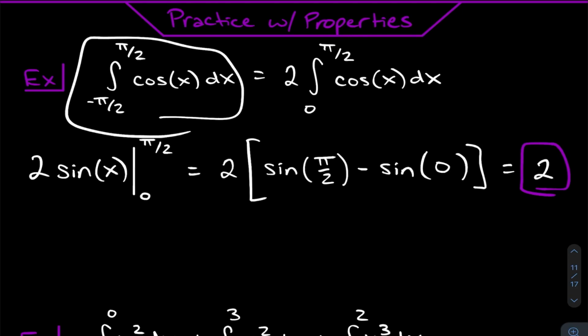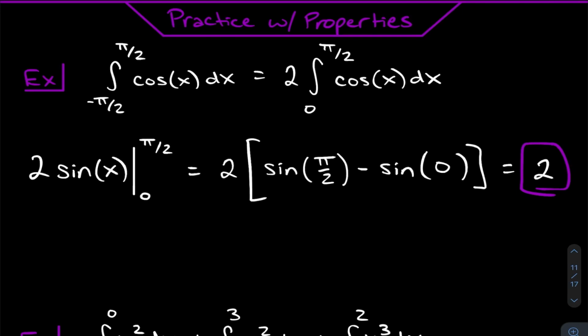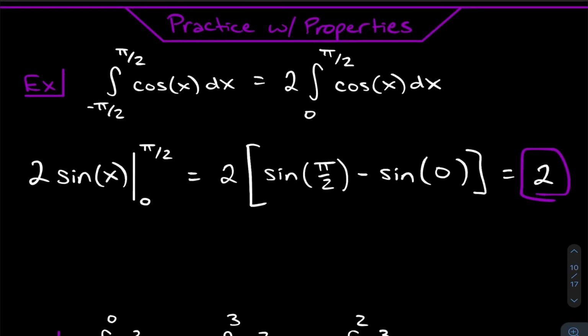You could still evaluate that integral just like that with the integral from negative pi over 2 to pi over 2, right? And then if you did that, you'd have sine of x evaluated from negative pi over 2 to pi over 2. And then, instead of having a 0 here, you'd have negative pi over 2, the 2 would go away, all that stuff. Okay, but it's completely up to you. It sometimes is a little bit faster if you do it this way.